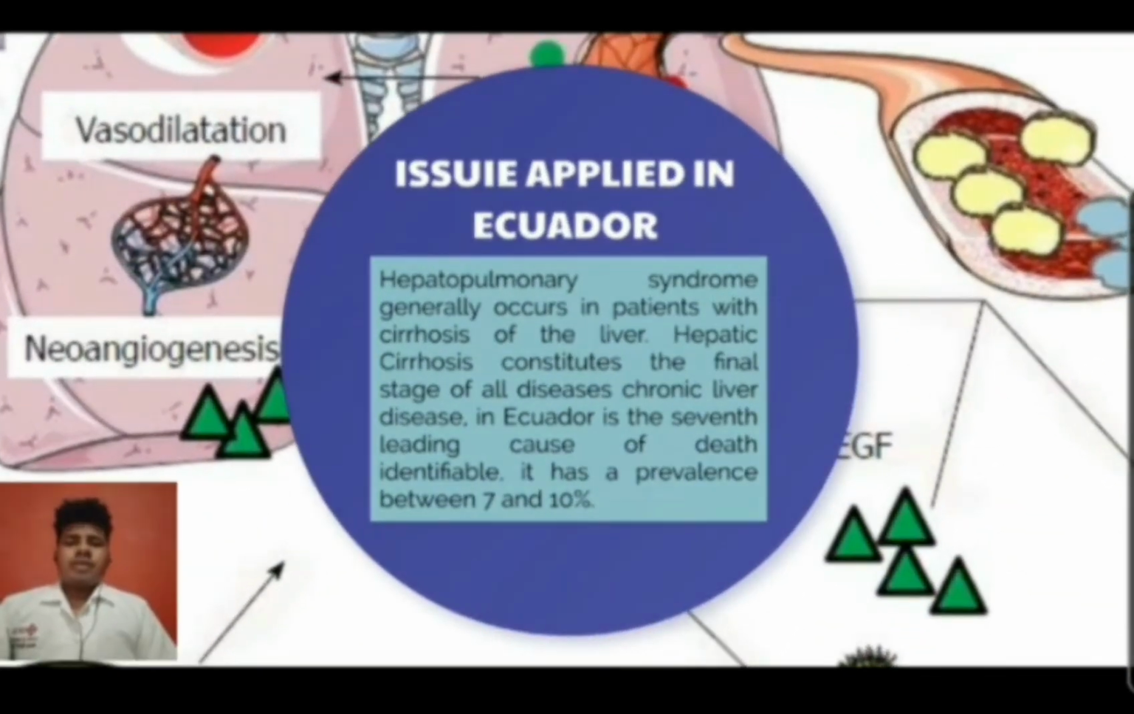Hepatopulmonary syndrome generally occurs in patients with cirrhosis of the liver. Hepatic cirrhosis constitutes the final stage of chronic liver disease.